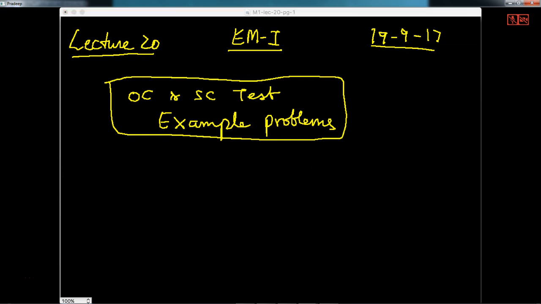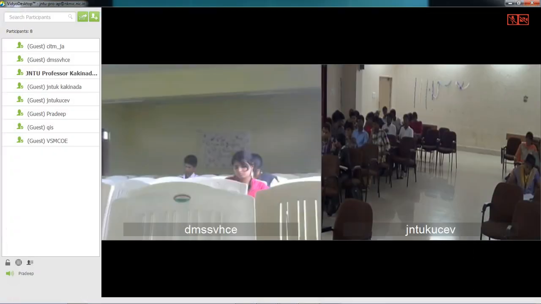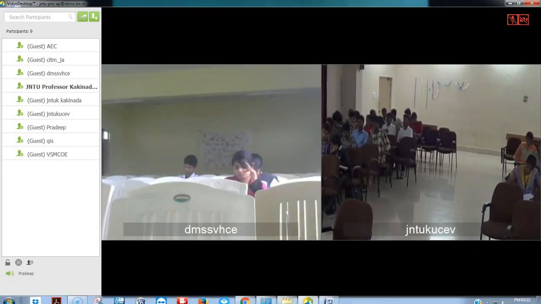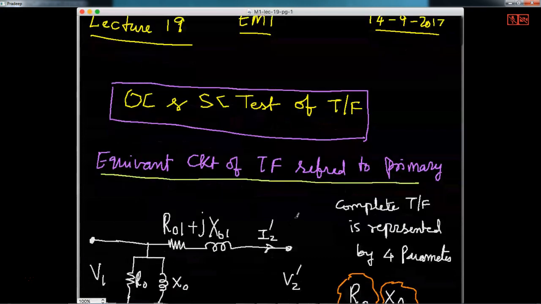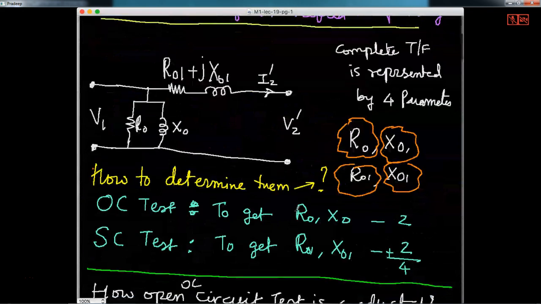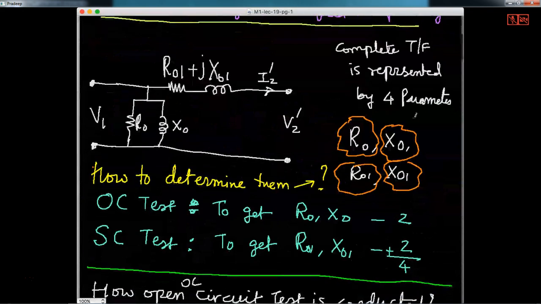So let me first review what we had done in the last class. I'm just sharing the screen of the equivalent circuit of the transformer, and on your screen you can see a complete transformer is represented by 4 parameters, that is R0, X0, R01 and X01.